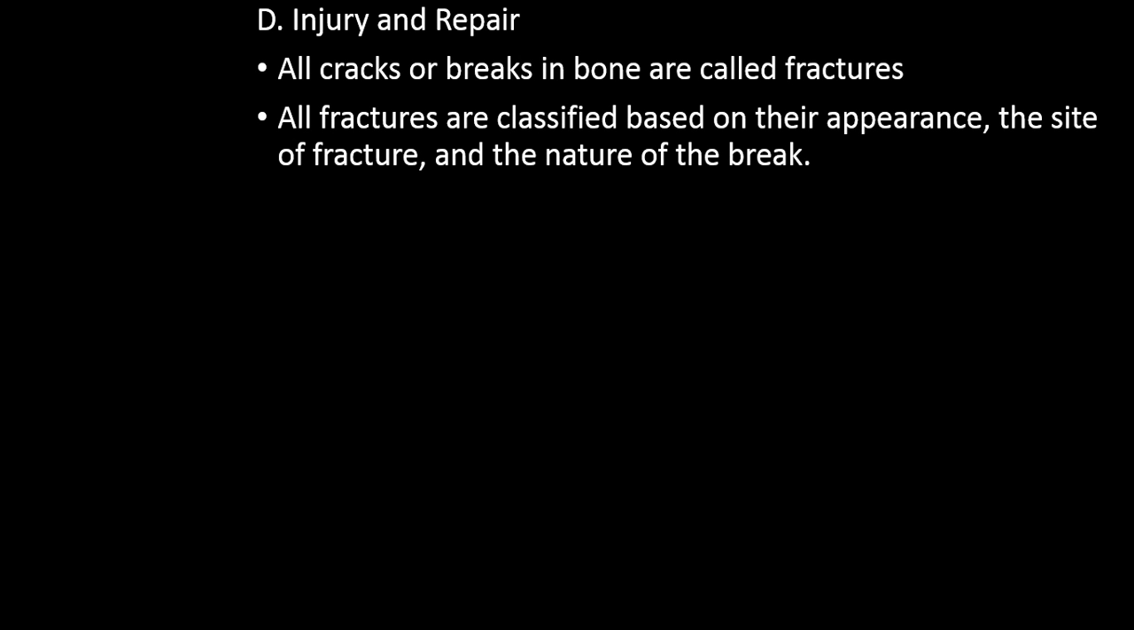So let's talk about injury and repair in terms of homeostasis. One of the biggest things that can happen to your bone is you can break them. So all cracks or breaks in bones are called fractures. You can have stress fractures, which are those small cracks that usually occur in runners in their shins, tibia or fibula. And then you have hardcore fractures that can occur from car accidents. We're going to do a fractures project later on in this unit, but all fractures are classified based on their appearance, the site of the fracture, and the nature of the break, meaning the direction it broke and the method in which it was broken.